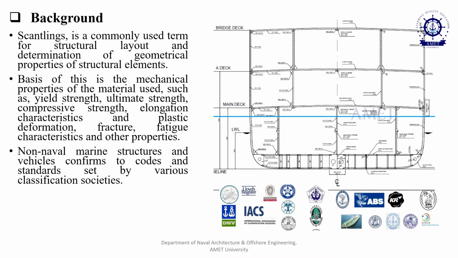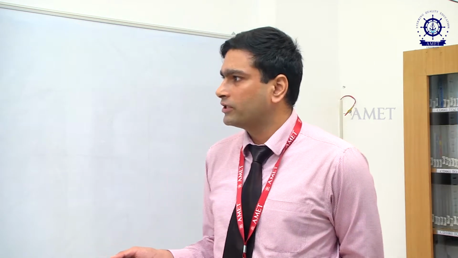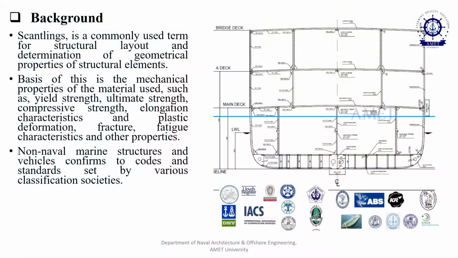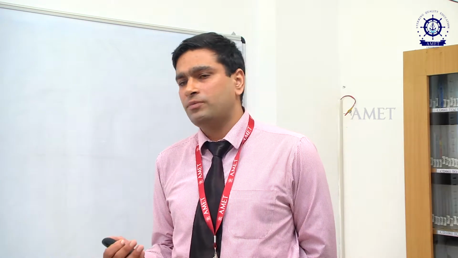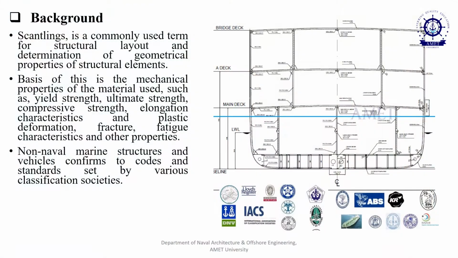or the properties of the material, which mostly come down to strength. If you focus on strength, it comprises the yielding property, the ultimate strength, the compressive strength, and elongation characteristics of all the materials which are used in a ship. Moreover, we can also see how plastic deformation takes place, and fractures and fatigue characteristics are required to be understood. They are all linked to each other.